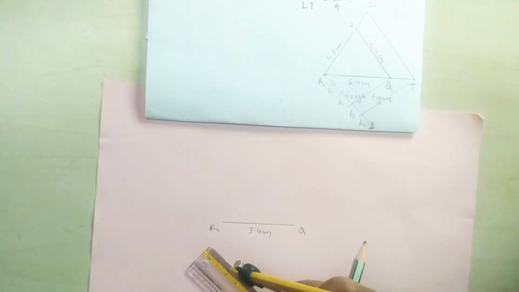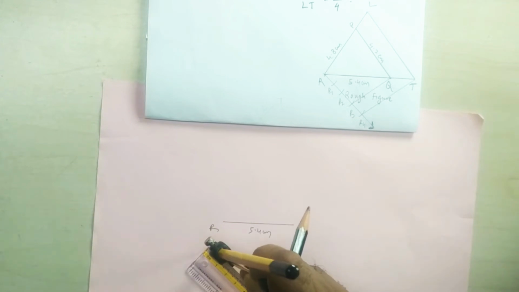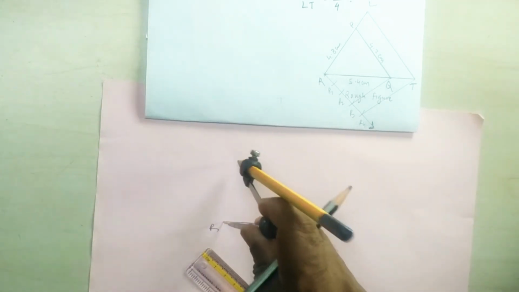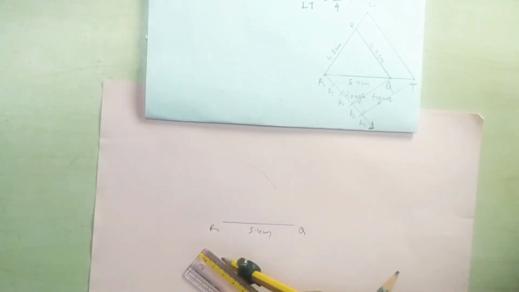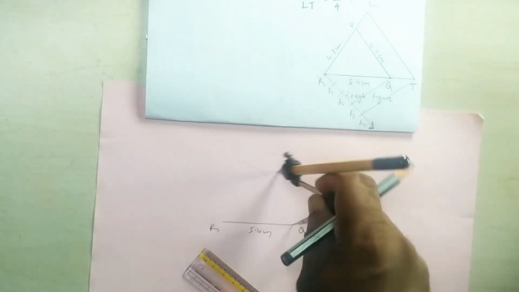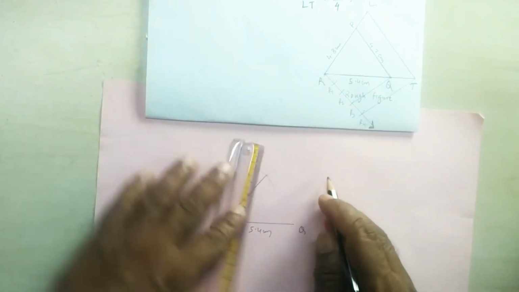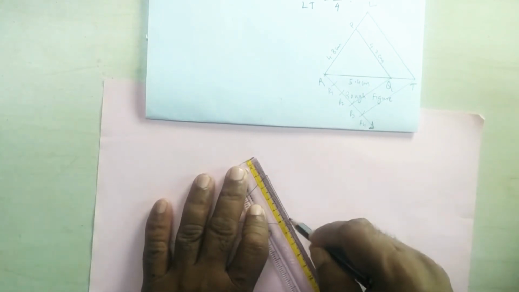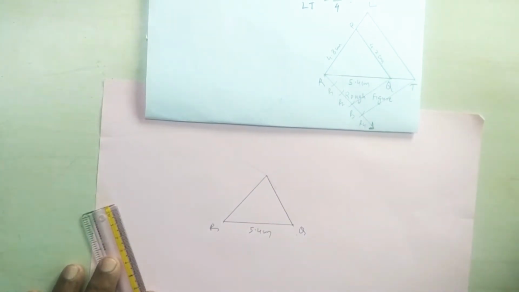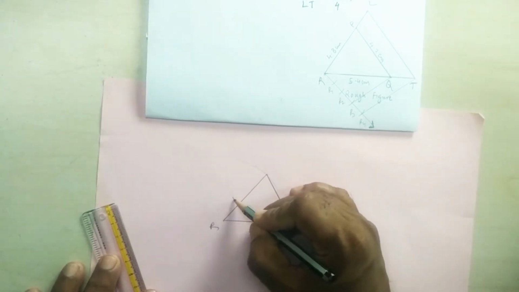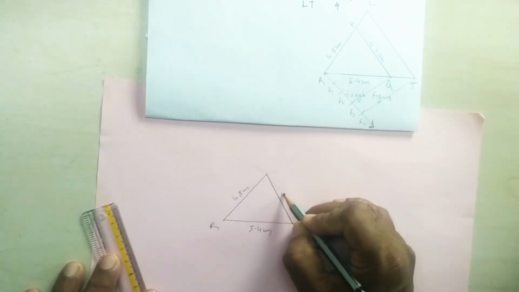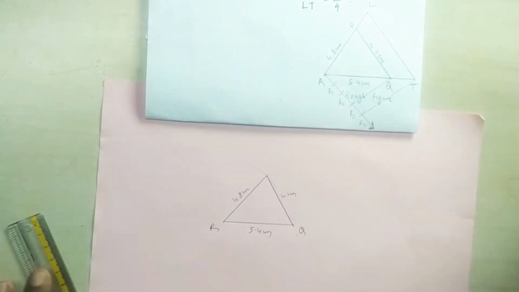4.8 centimeter with the compass and draw the arc from point Q, point R. Then take 4.2 centimeter in the compass, draw another arc from point Q and construct triangle PQR. So the measurements of triangle PQR are given. Now here give the measurements 4.8 and 4.2 centimeter.